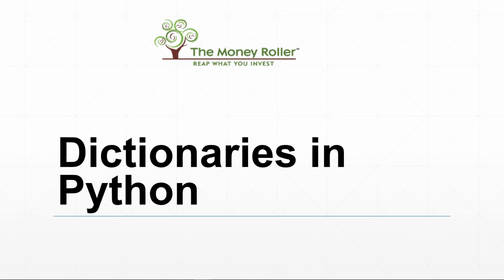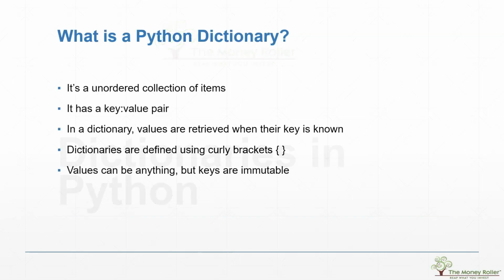Okay, so let's take our discussion forward and talk about dictionaries in Python. We had discussed this in the types of data types of Python, where we spoke about lists, tuples, and dictionaries. Now, we spoke about how a dictionary is an unordered collection of items, and in order to access a value of a dictionary, you require a key.